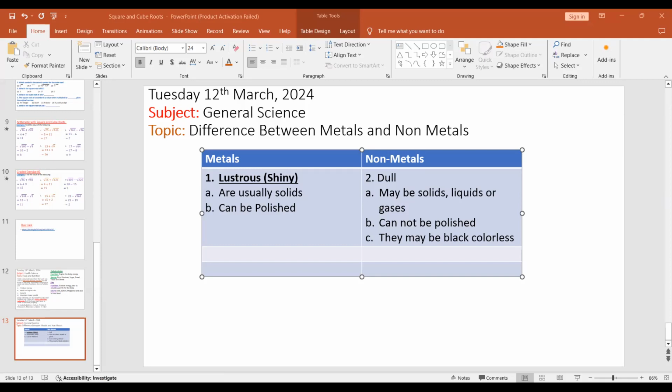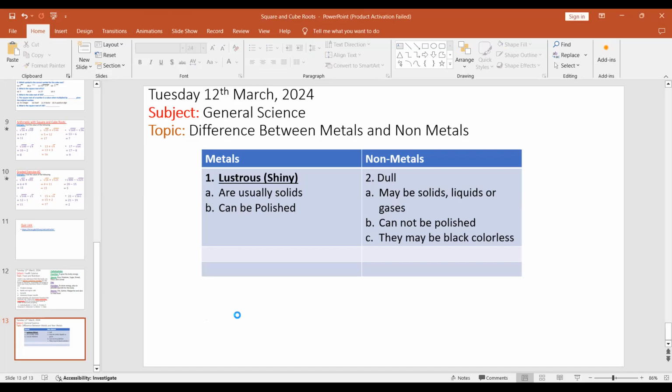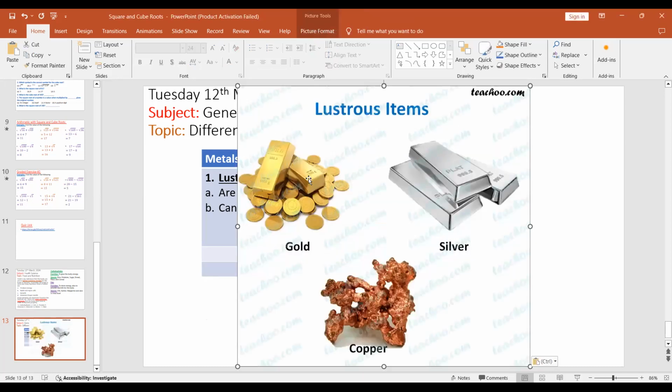So for example, copper, gold, silver. What about aluminum? Aluminum, that's a very good example. Like aluminum foil. So gold, silver, and copper, these are lustrous items, right?